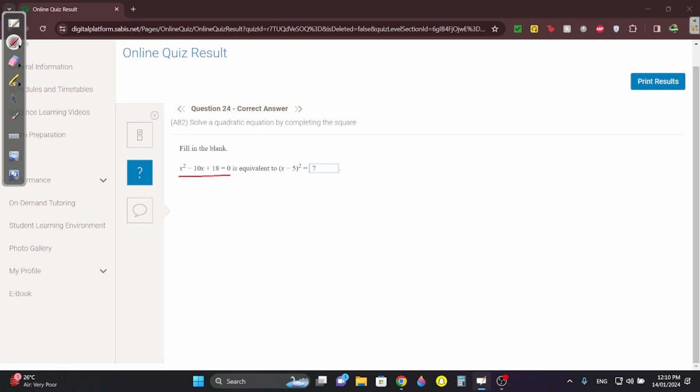x squared minus 10x plus 18 equals 0 is equivalent to x minus 5 squared equals 7. Whenever they put something like a minus b squared, remember I told you completing the square. So how do we complete the square? First you isolate x squared minus 10x, and then plus 18 over here. Now you divide by 2 and square, plus and minus, so it becomes x squared minus 10x plus 5 squared, because 10 divided by 2 is 5. So plus 5 squared minus 5 squared, and then you have plus 18.